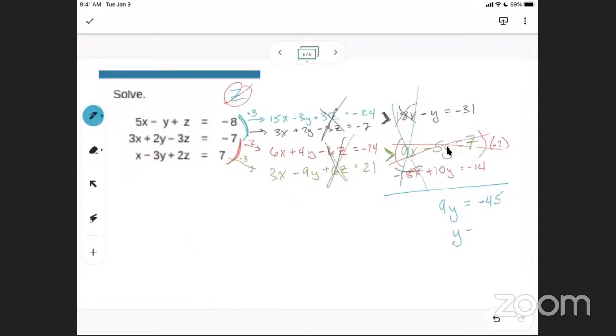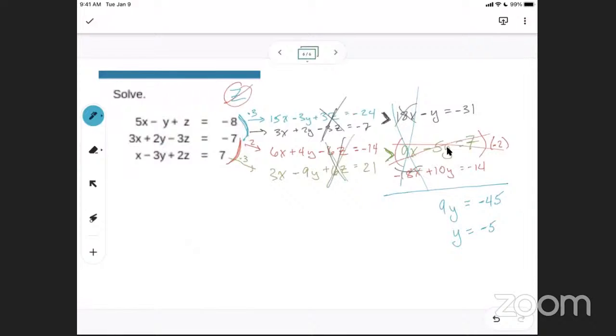So what does y equal? Y equals negative 5. Good job. Y equals negative 5. Don't forget that. Make sure you're careful, because if you make one tiny mistake, the whole thing is ruined. That's the thing that's so frustrating about this.